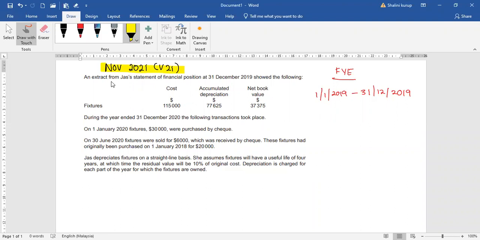Okay, so let's start. An extract from the statement of financial position at 31st December 2019 showed the following. Remember, these are the balance carry down figures for this date, 31st December 2019. As usual, the financial year end is 31st December 2019. As I always tell you, this is the closing date, therefore the start date will be 1st January 2019. So we must know that these balances are all the balance carry down as of this date, so obviously this will be the balance brought down for 1st January 2020. This is the first thing that we need to understand.